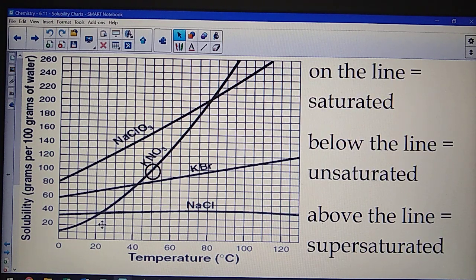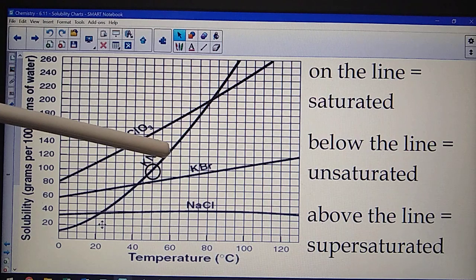Because saturation tells us where we are, the maximum amount of solute tells us the solubility. If I said that I had dissolved 100 grams of potassium nitrate at 50 degrees Celsius, it would be saturated. So basically, if you plot a point saying I've dissolved this much at this temperature, and that point lands on this line, that line is telling you that it is saturated.